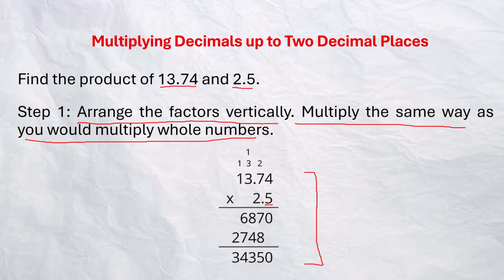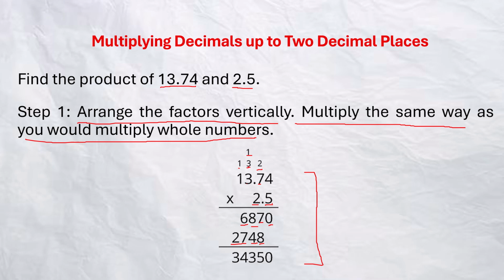5 times 4 is 20. Regroup 2. 5 times 7 is 35. Plus 2 is 37. 5 times 3 is 15. Plus 3 is 18. Regroup 1. 5 times 1 is 5. Plus 1 is 6. On to the next digit, which is the digit 2. 2 times 4 is 8. 2 times 7 is 14. 4 regroup 1. 2 times 3 is 6. Plus 1 is 7. 2 times 1 is 2.